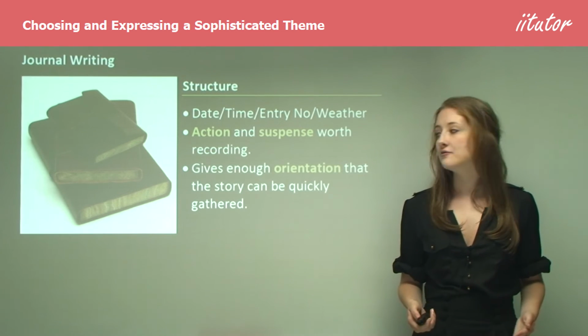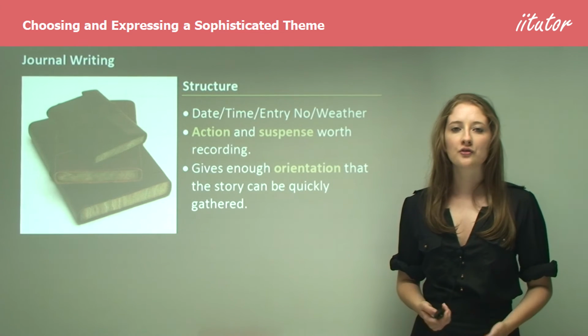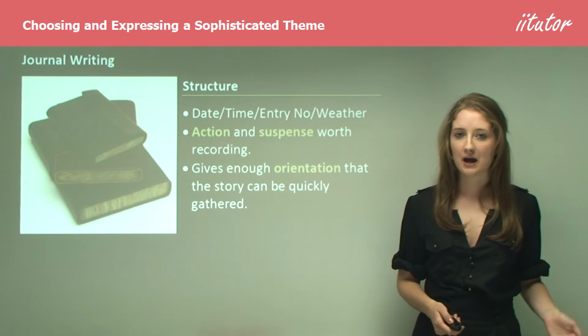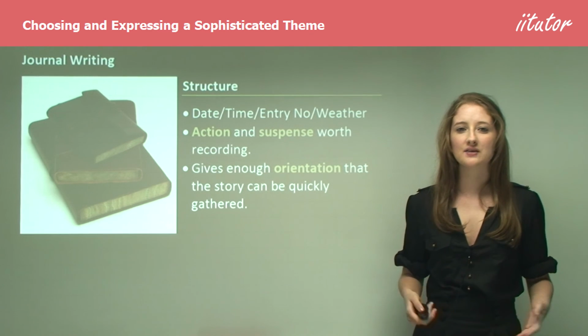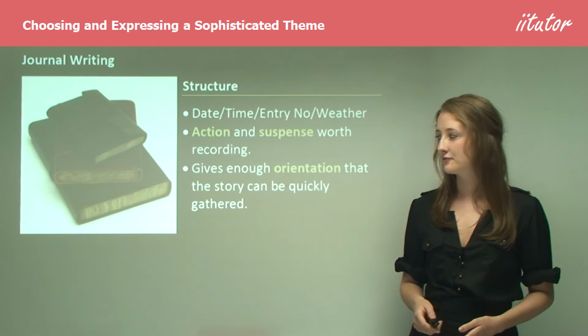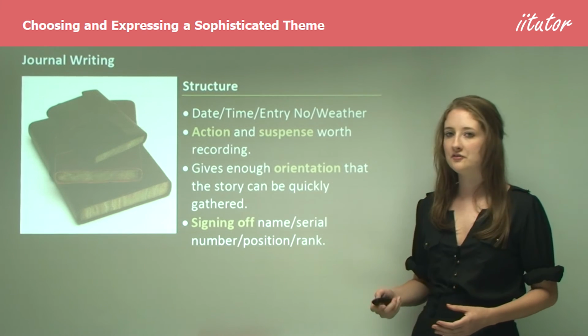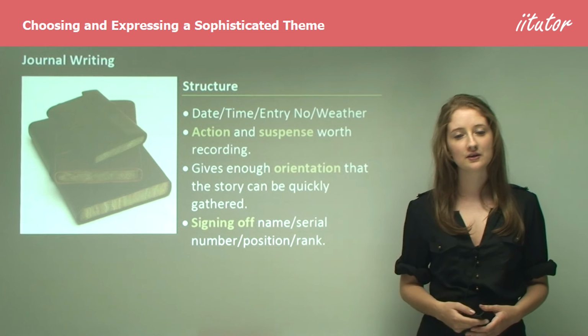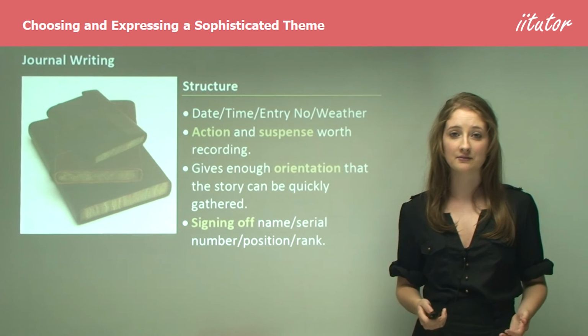You should also give enough orientation that the story can be quickly gathered. So that means making fleeting references to past events and mentioning people who you've perhaps not introduced, to give a snapshot in the character's life. You should then sign off with name, serial number, position, and rank. Employing this structure in the journal is just as important as ensuring you have a creative narrative to go inside it.